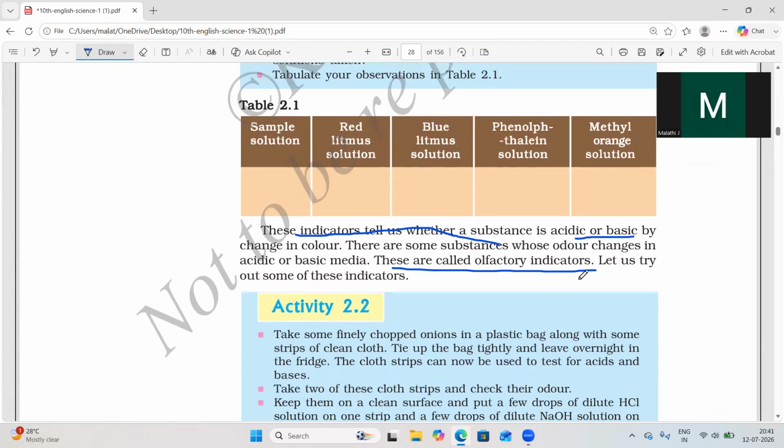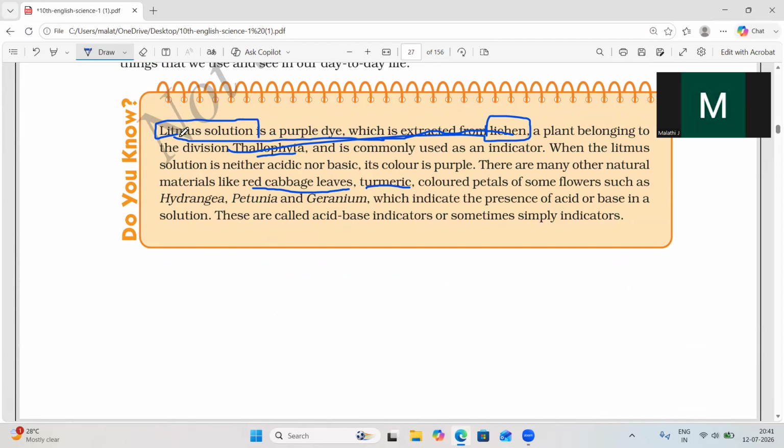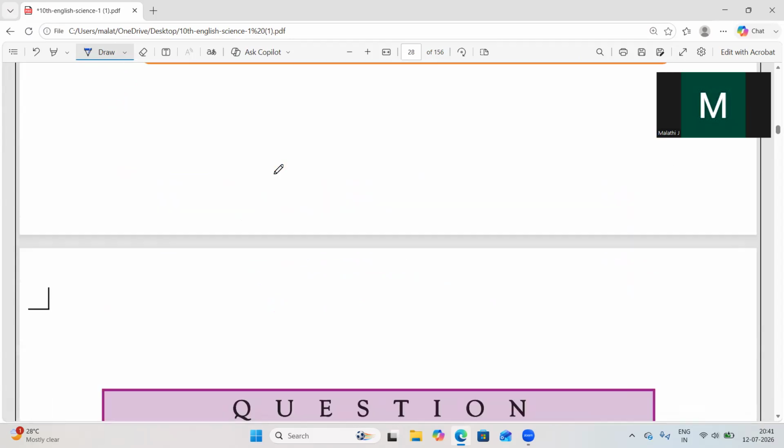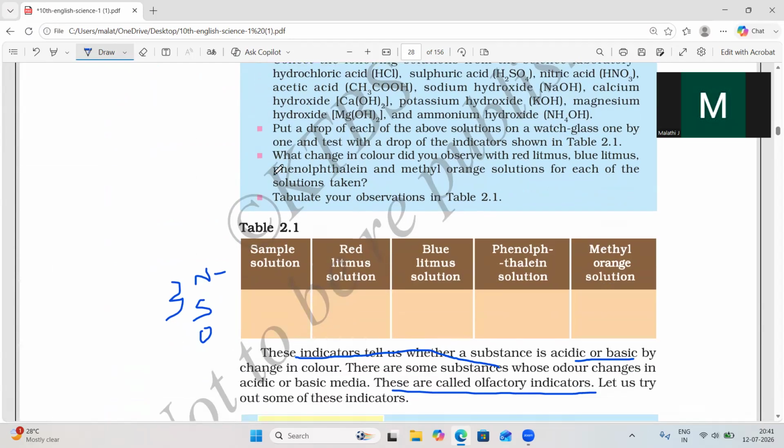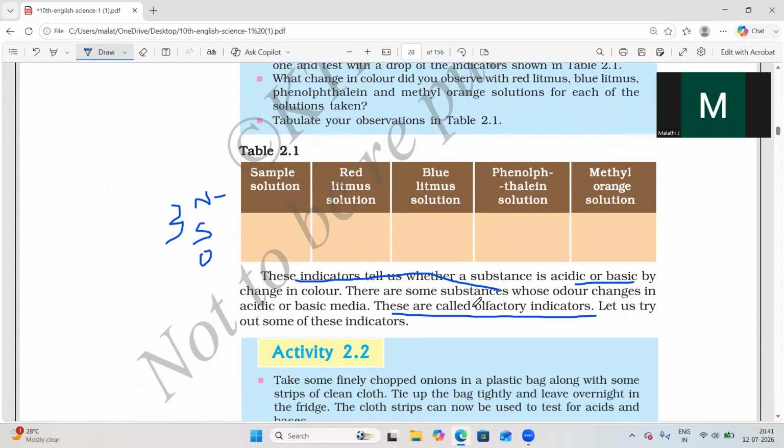So now we can understand that there are three types of indicators. One, natural indicators. Second, synthetic indicators. Third, olfactory indicators. Natural indicators are obtained naturally, for example from the lichen plant, that is litmus paper. Synthetic indicators are prepared by man, that is phenolphthalein indicator and methyl orange. Then the third one is olfactory indicators.